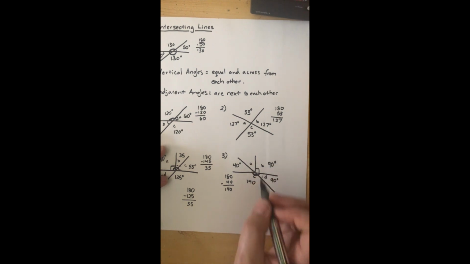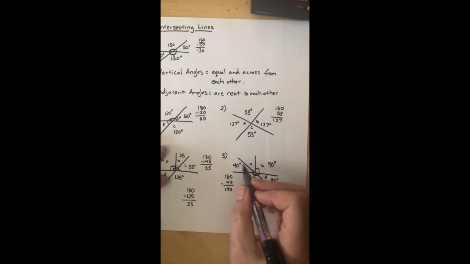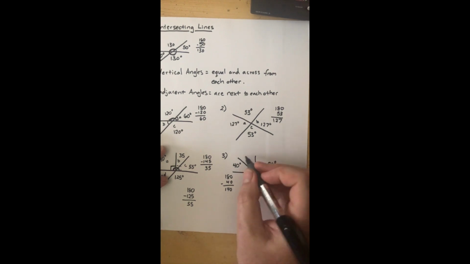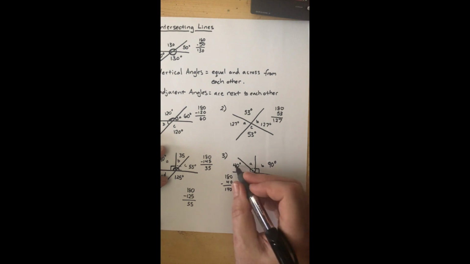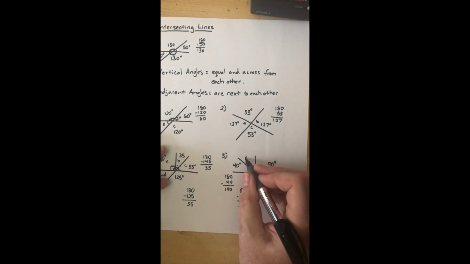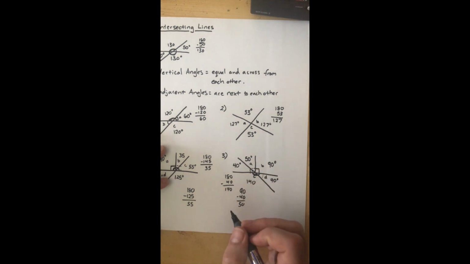So now all I have to do is figure out A. Well, I know that 40 and A and 90 all equal 180. But if I take the 90 out and leave just the 90 for here, I can take 40 away from 90. And I'm left with 50. And that gives me that right there.